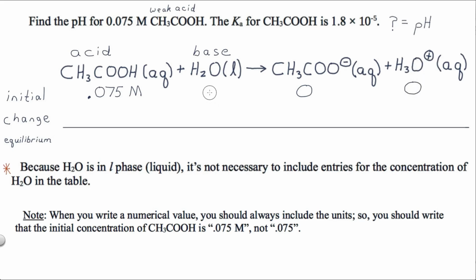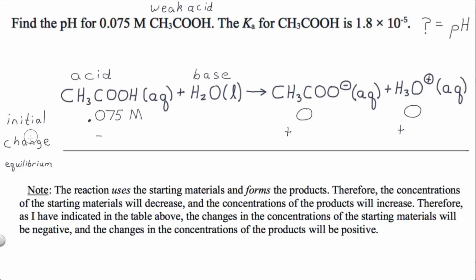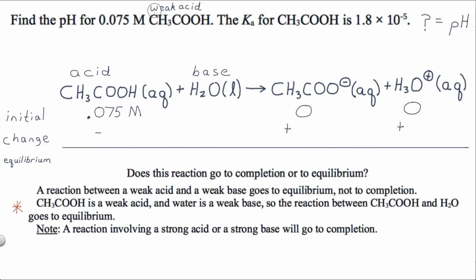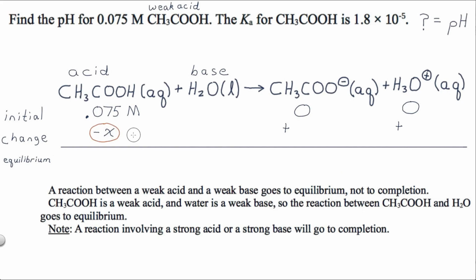It's not necessary to make any entries in the table for the concentration of the water. The second row of the table is for the changes in the concentrations that occur while the reaction is taking place. Does this reaction go to completion or to equilibrium? Well, because we're dealing with a weak acid, this reaction will go to equilibrium, not to completion. We don't know yet how much of the acid will react in equilibrium, so we represent the unknown change in the concentration of the acid as X.